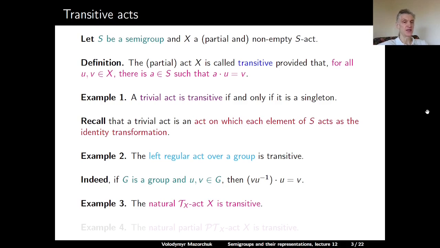Example 3. The natural act X over the full transformation semigroup T_X is transitive. For any two elements in the set, there is a map from the set to itself which maps the first element to the second element. And example 4, the natural partial act X over the partial transformation semigroup PT_X is transitive.